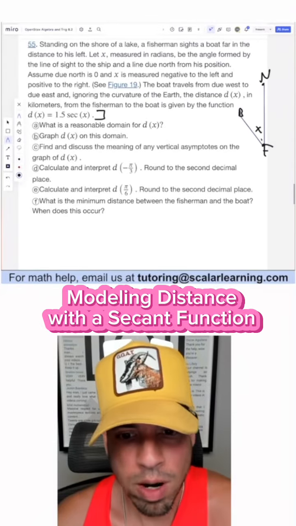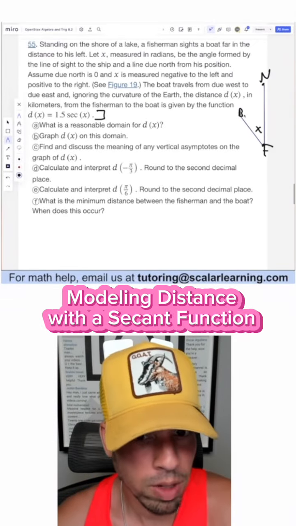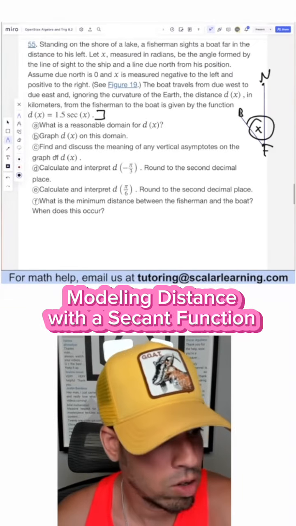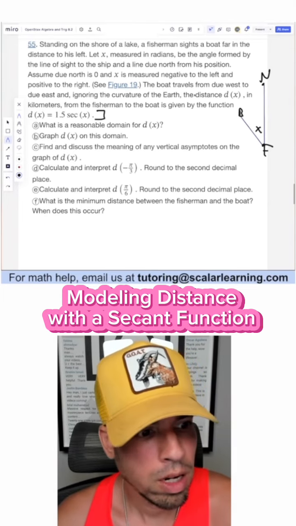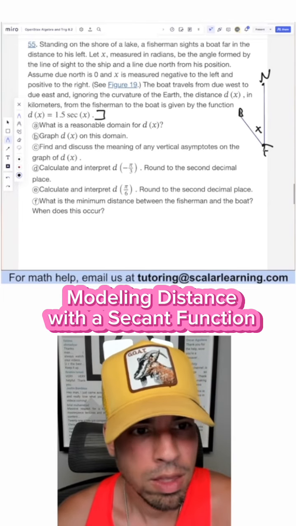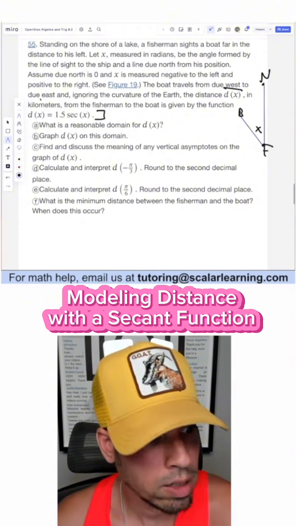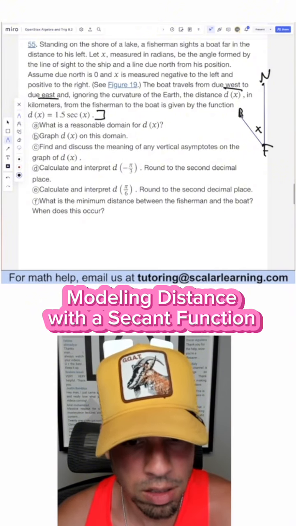So here's a quick little graph, right? Here's the fisherman, here's the boat, and here's due north. So here's the angle X. So it says, what's a reasonable domain? Now, the thing is, the boat is going west to east. So it's starting here and it's kind of going this way.